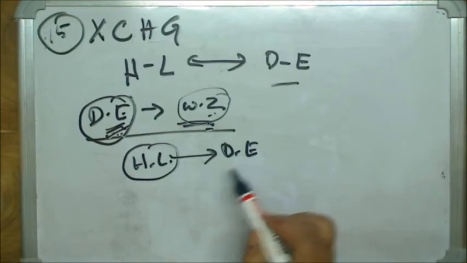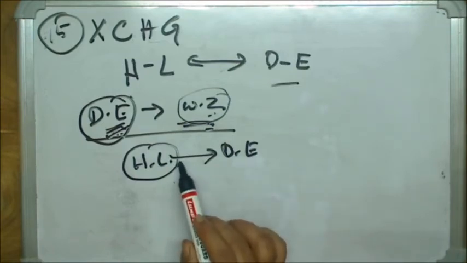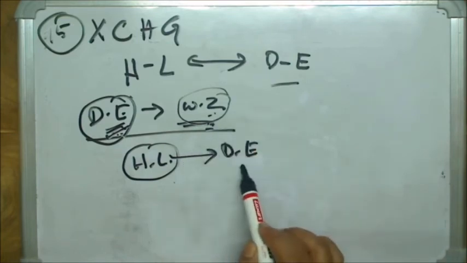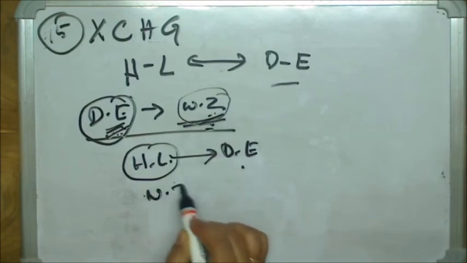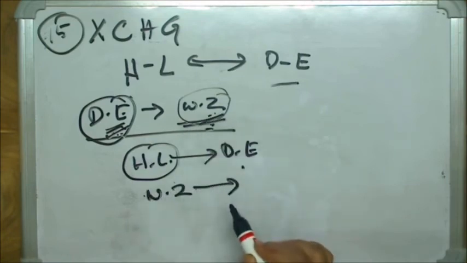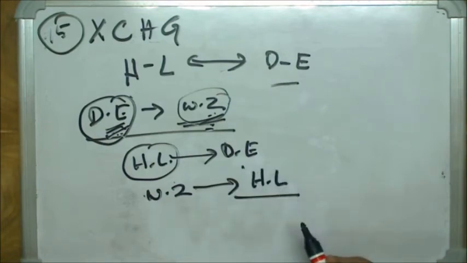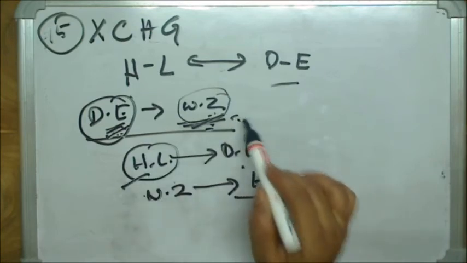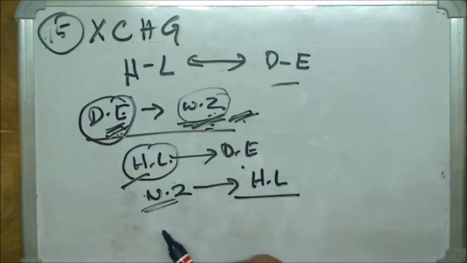The DE pair data will get transferred into the HL pair, then we will transfer the HL pair data into the DE pair. And then whatever data was stored in the WZ register will get transferred into the HL pair. Clear? We have to use the temporary register WZ in this instruction. The processor will take the help of the WZ register in the instruction.